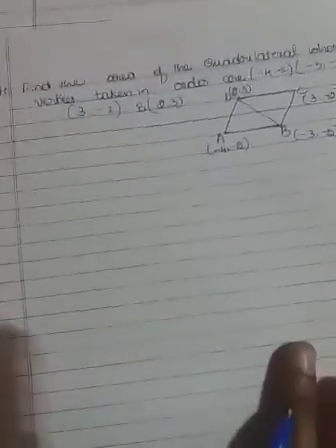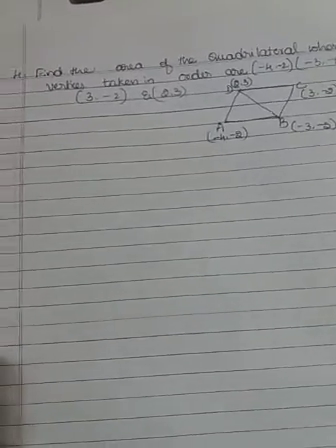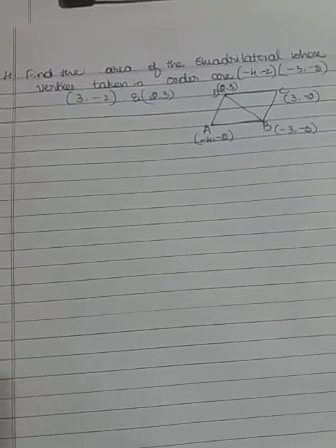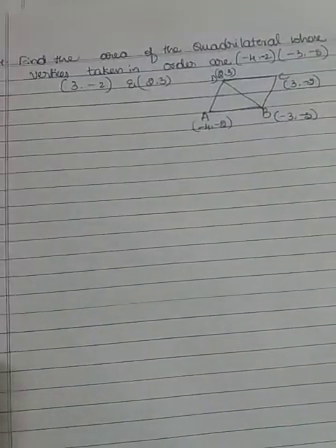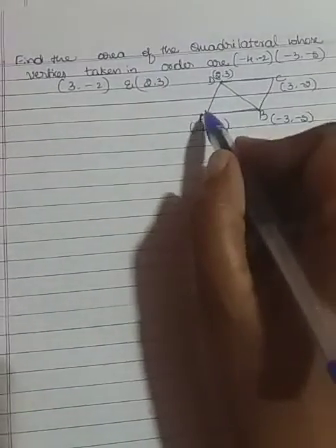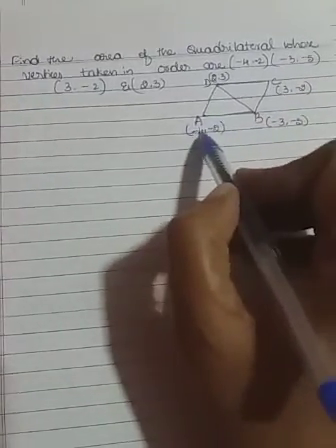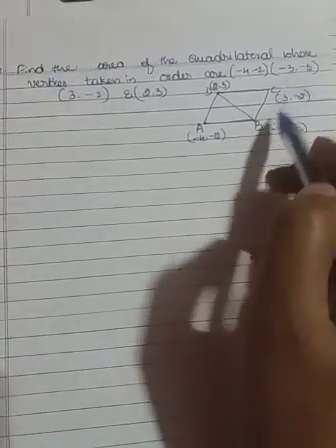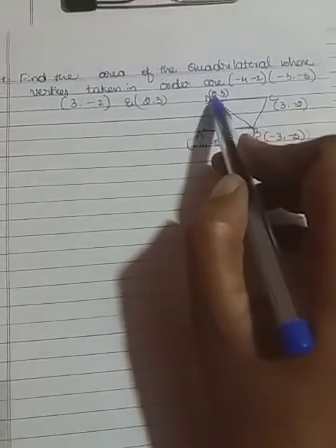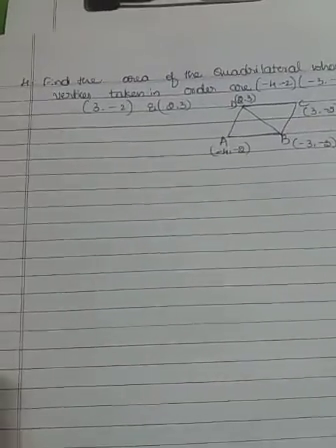Let's move to the fourth sum. Find the area of the quadrilateral whose vertices are taken in order: -4, -2. Actually it is a parallelogram whose vertices are taken in the order A first, then B, then C, then D. A is -4, -2. If you miss this order, you will never get a correct answer. Keep writing in order only. A is the first coordinate and B is the second coordinate, -3, -5. C is the third coordinate, 3, -2, and D is the fourth coordinate, that is 2, 3.